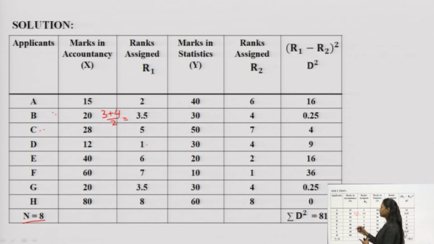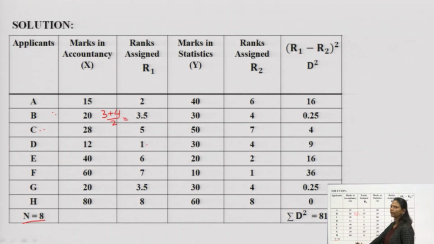Fifth rank is given to the higher marks, the person who has obtained higher marks. That means I will give fifth rank to C, then sixth rank to E, because E has obtained 40 marks. Then moving ahead, the person who has obtained higher than 40 is F, that is 7th rank, and then moving ahead, H has got the 8th rank, as he has obtained 80 marks.